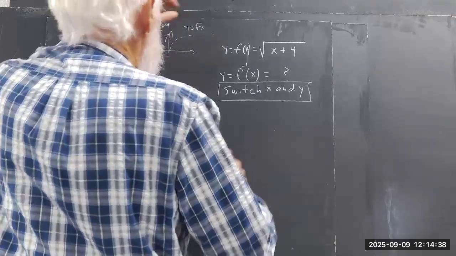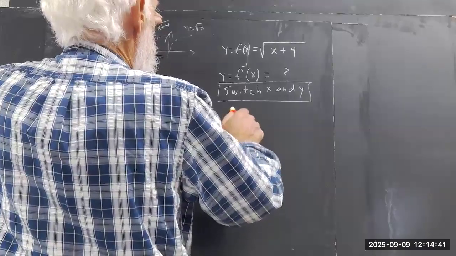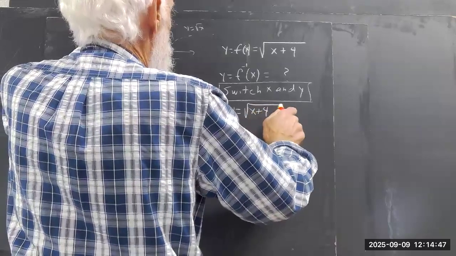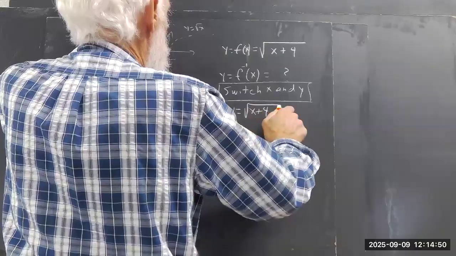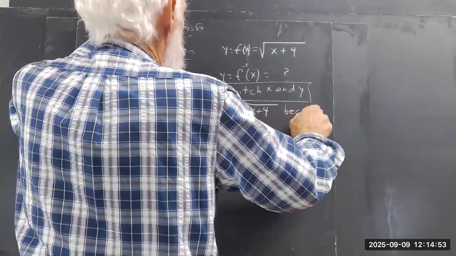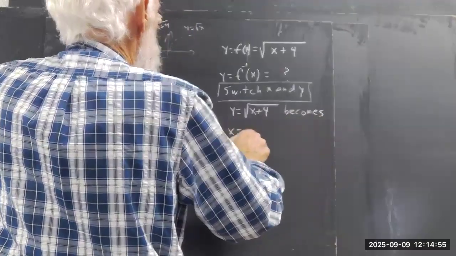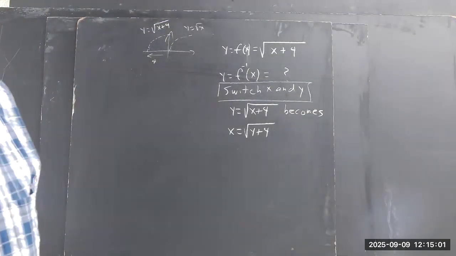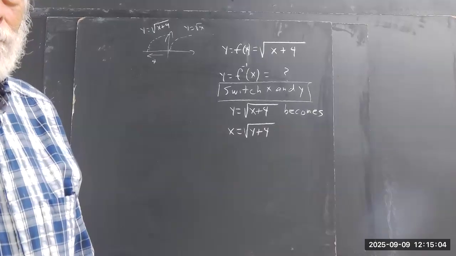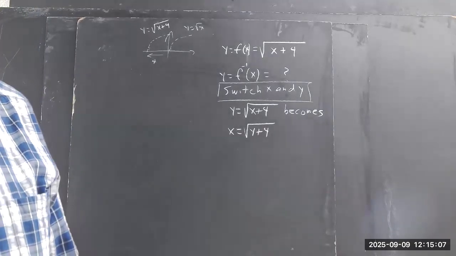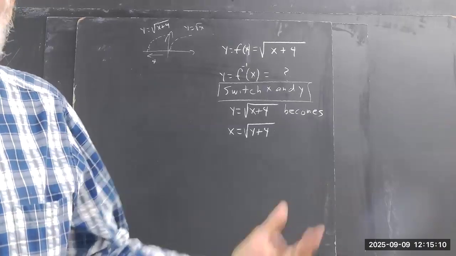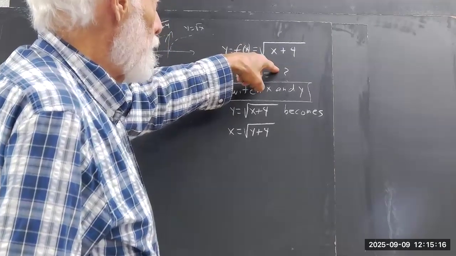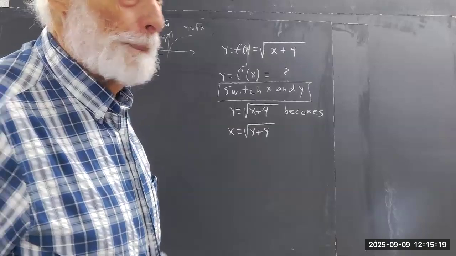Okay, so we switch x and y. Okay, where do we switch x and y? Well, we have y equals the square root of x plus 4, which becomes x equals the square root of y plus 4. Make sense? That's what happens when you switch x and y. If you got a table, of course, you can switch values, make a graph. That's fine. But to find the formula, you have to have the formula for f of x, and then you can switch x and y.